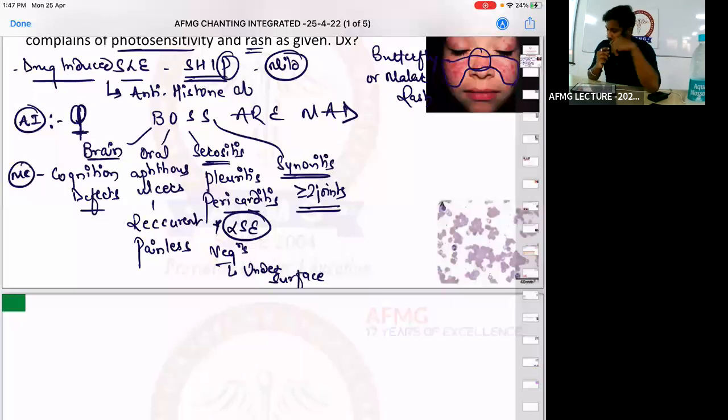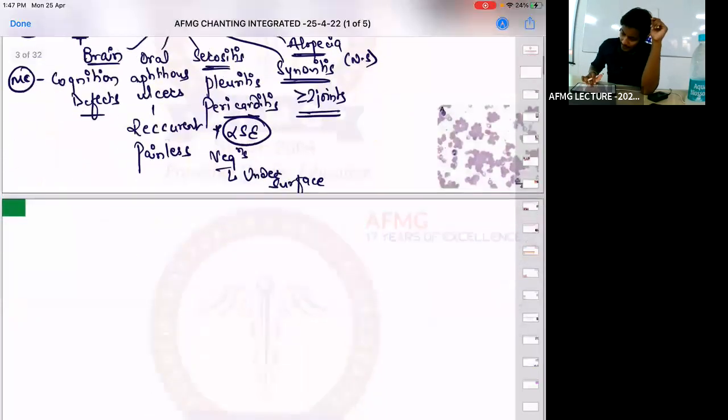Next, if I talk about, guys, A goes for alopecia. Alopecia seen in SLE is scarring or non-scarring? It is a non-scarring alopecia. So alopecia or hair loss seen in SLE is a non-scarring alopecia, right? Important.